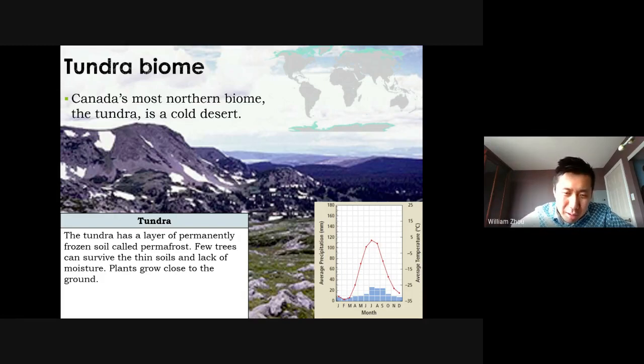So that's the tundra. Some animals live there, like polar bears, moose, like big animals with fur coats. So that's the tundra. How do you remember the tundra? It is one of the cold ones and very low.